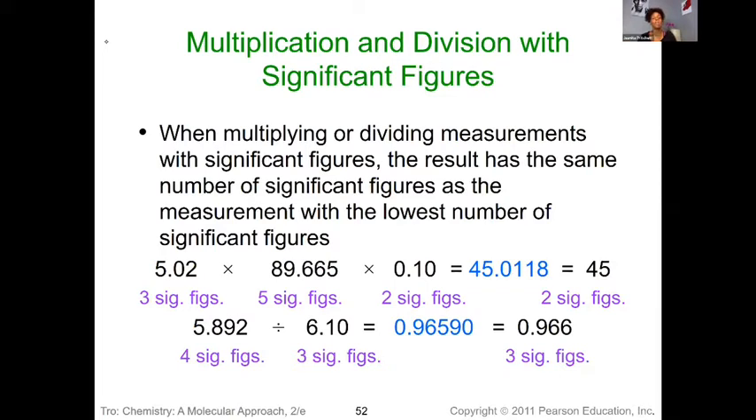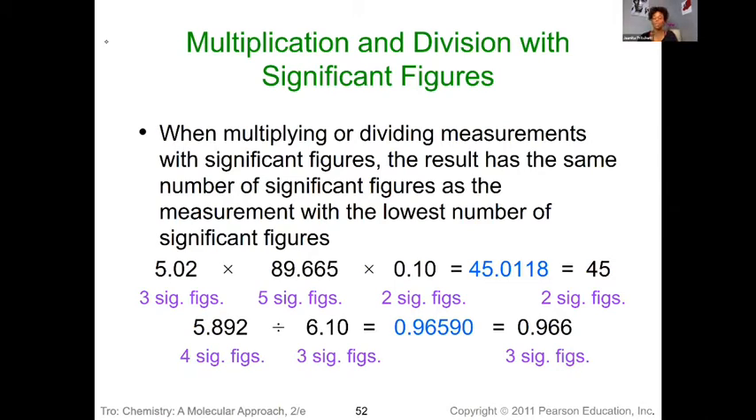If you look at this example shown here, where we're taking 5.02 times 89.665 times 0.10, if we put that in our calculator, we get 45.0118 out. Now, the unfortunate thing is our calculators don't think for us. They don't know how to apply significant figures just yet. But it's very easy for us to figure out how many we should be reporting.